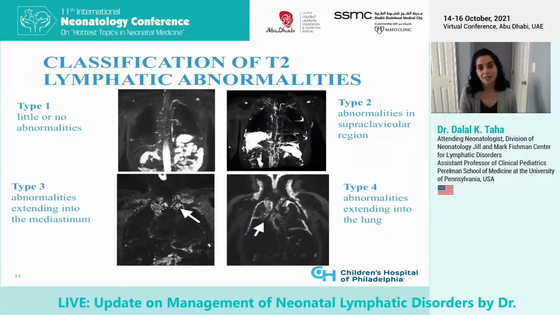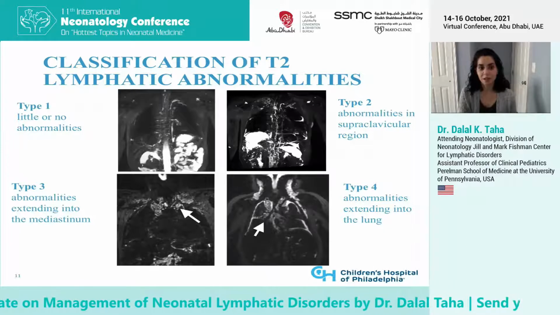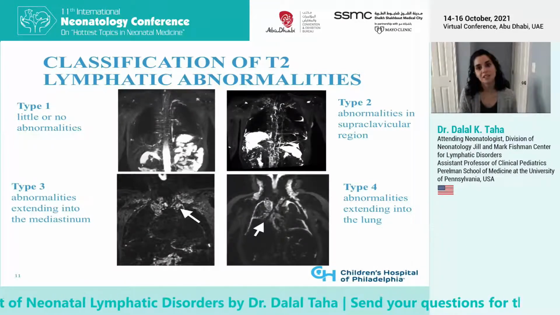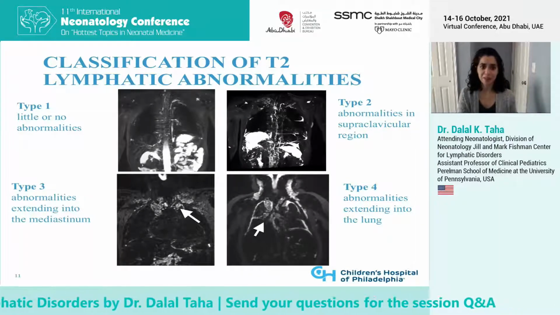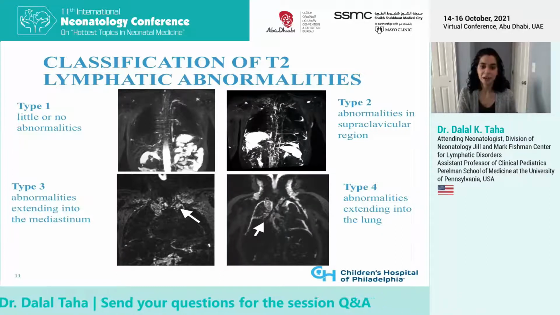There are 4 types of lymphatic abnormalities that we can see on T2 imaging. Type 1 is essentially normal. When there's perfusion into the supraclavicular region, it's called type 2. Type 3 is abnormal flow extending to the mediastinum, and if the abnormalities also include the lungs, it's type 4.